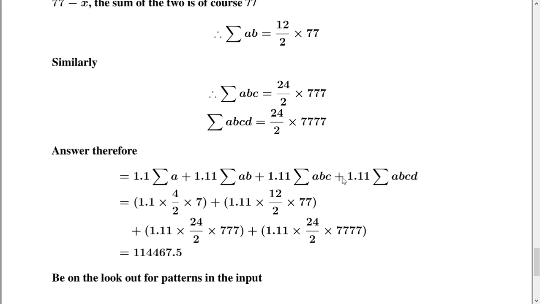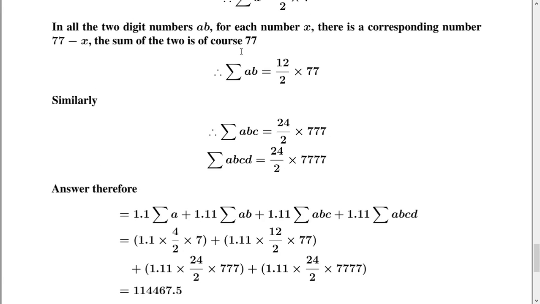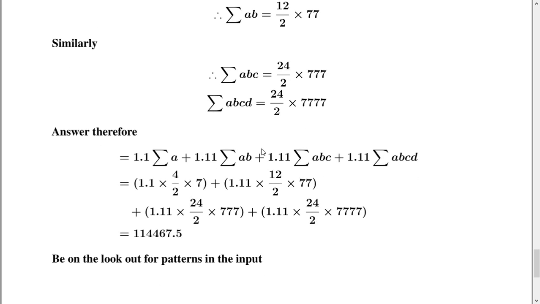If you are not able to follow, just think about it for some time. It's quite easy to understand. So you have the values of all the summation A, summation AB, ABC, and ABCD. Put it in the expression that we got earlier and you get the same answer.